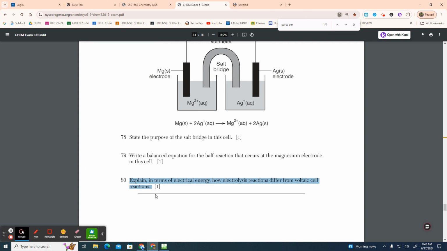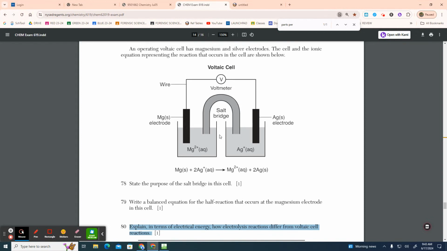Yep. You take electrical energy and you make a chemical reaction. So what's voltaic? A voltaic is a battery. It makes electricity. This one up here is making electricity. So it's chemical to electrical. The one that you're looking at is chemical to electrical.